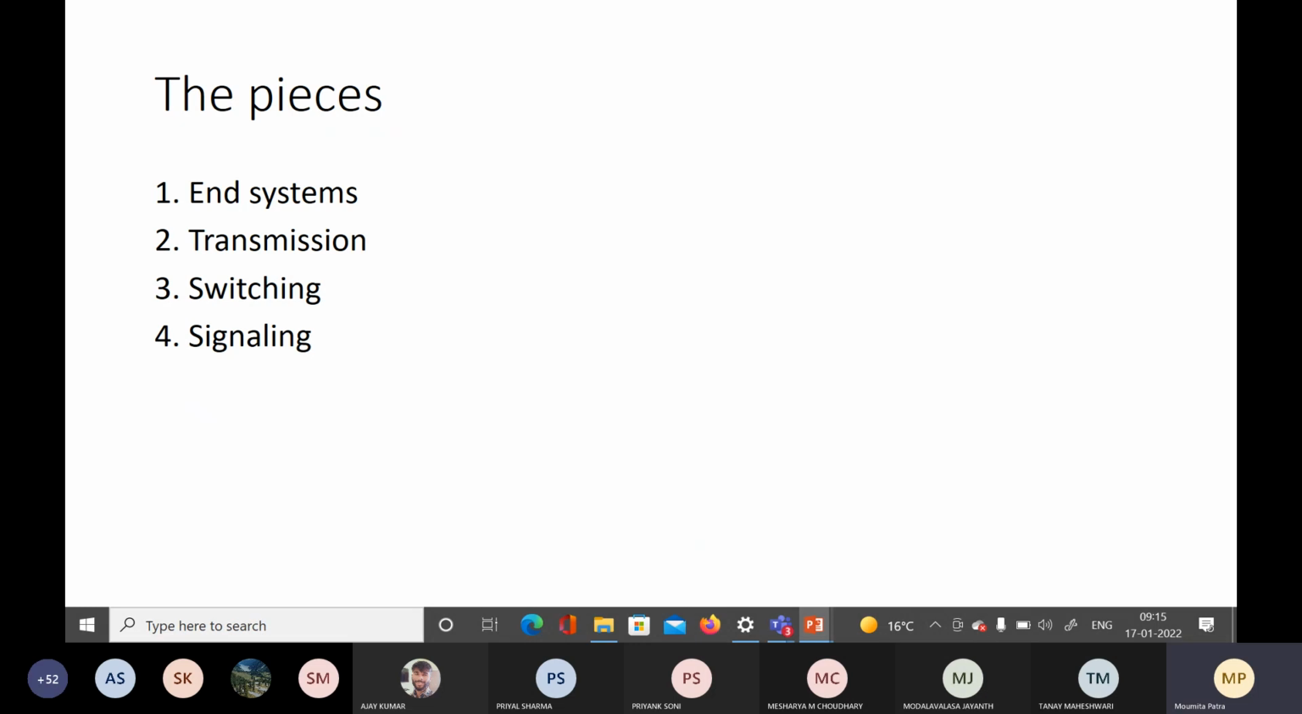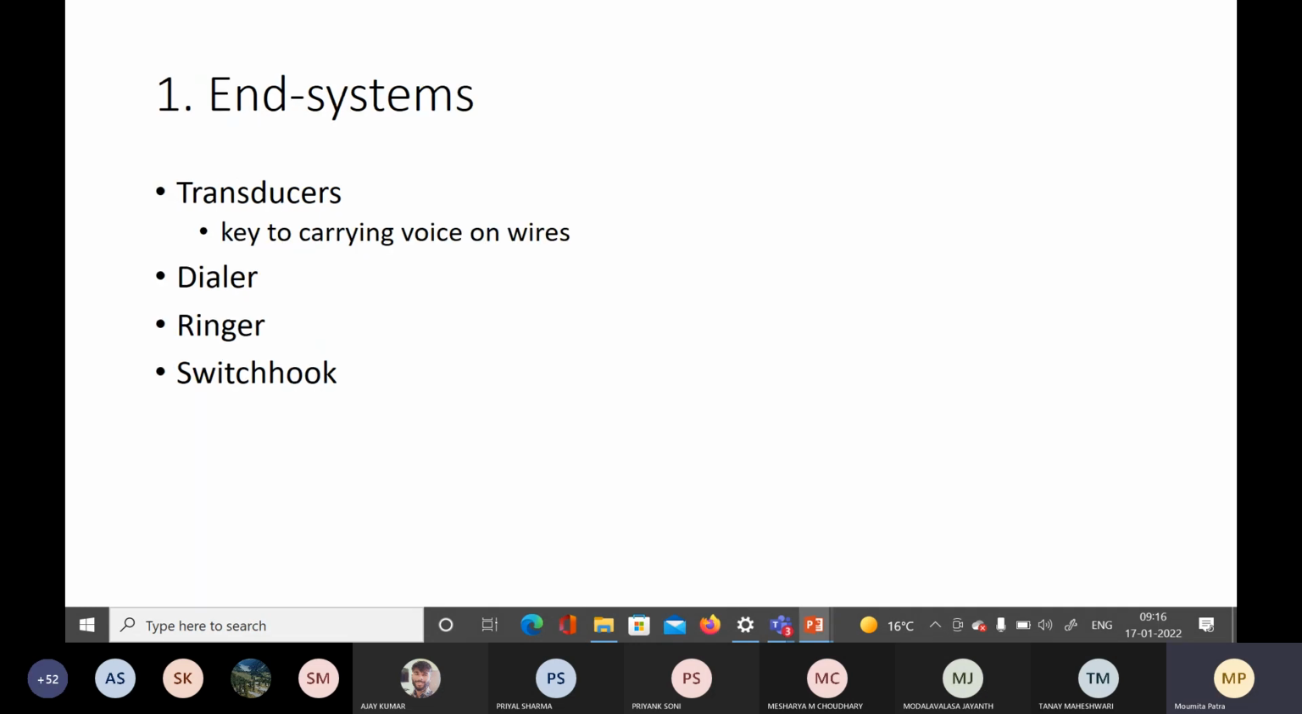What are the pieces that form this entire telephone network system? First is your end systems. We have already studied what end systems are, but we will study a little more on the components of end systems. The end system is nothing but the handset that you get, the telephone handset. Then you have the transmission between the source and the destination. Then you have switching, and finally signaling. We will see each of these components, starting with end systems.